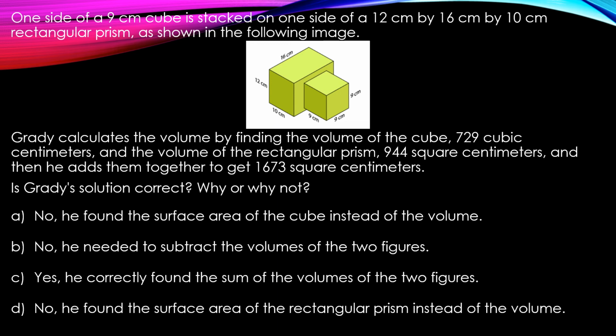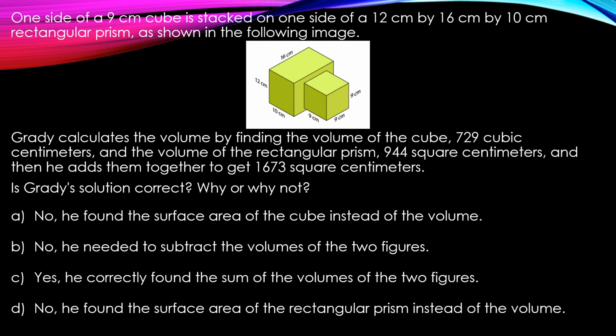Alright, so again we have this box, and again Grady is trying to find the surface area. And so he finds the surface area of the cube, and then finds the, sorry, now we're doing volume, not surface area, I apologize. So he finds the volume of a cube, which is 729. And then he finds the volume of the rectangular prism, which is 944. Well, I'm looking at those two numbers, and I'm thinking that they're very close together, considering that this box up here has such bigger numbers.